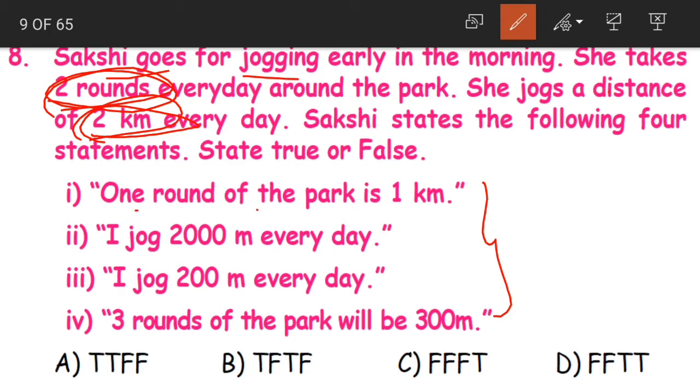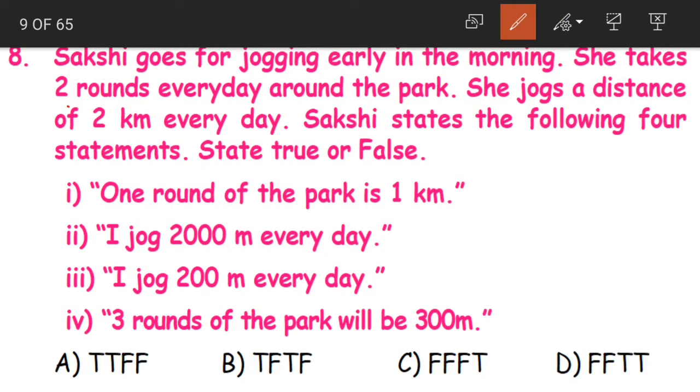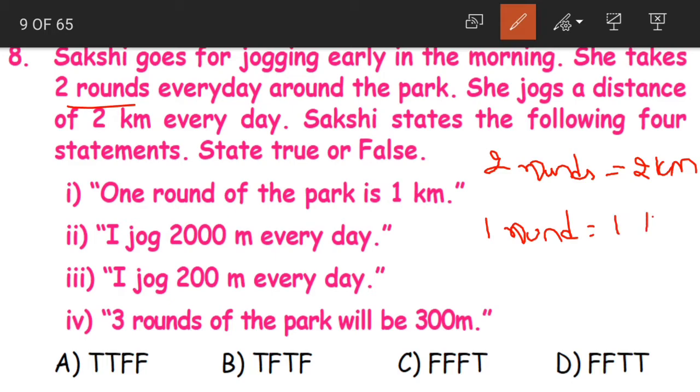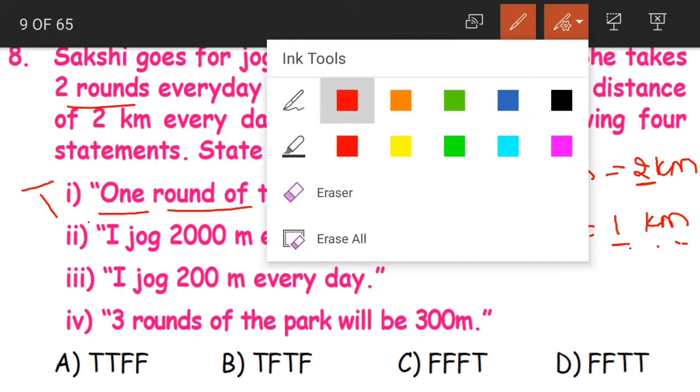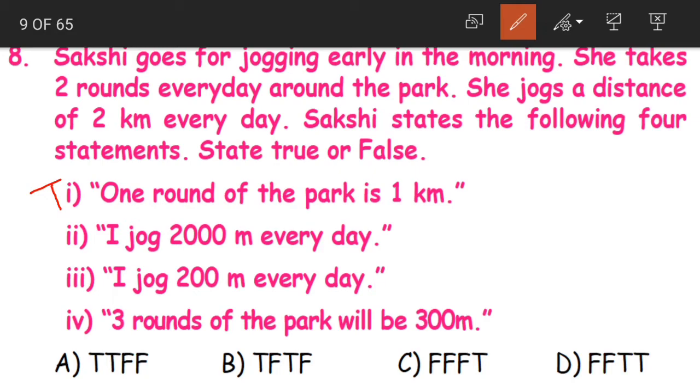First, one round of the park is 1 kilometer. See, 2 rounds are equal to 2 kilometers. Then 1 round will be equal to how many kilometers, children? It will be equal to 1 kilometer. Yes, 2 rounds is equal to 2 kilometers, so 1 round is equal to 1 kilometer. That means statement 1 is our true statement. Now coming to statement 2.